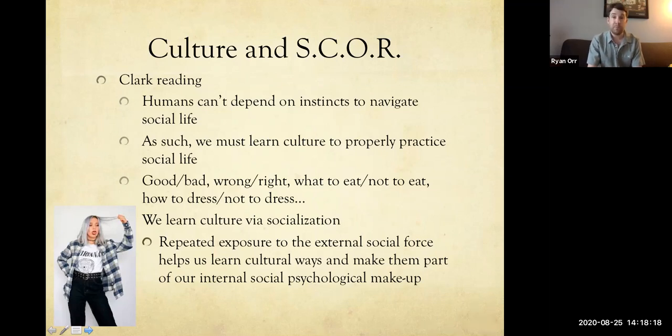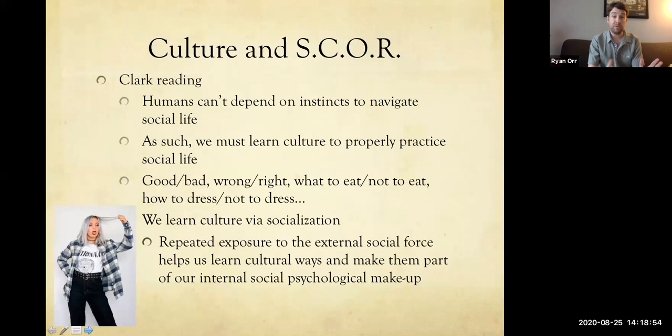We have to learn different meanings in terms of what to do and not to do through cultural socialization. So we rely on culture to properly practice social life. We rely on our culture to properly construct a functional social reality. And we can look at what we consider good, bad. Again, we're not born with this knowledge. We have to learn it through culture. What is wrong, what is right, what to eat, what not to eat, how to dress, how not to dress. All these things have to be learned.